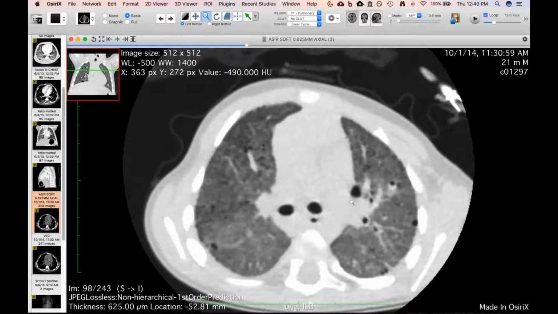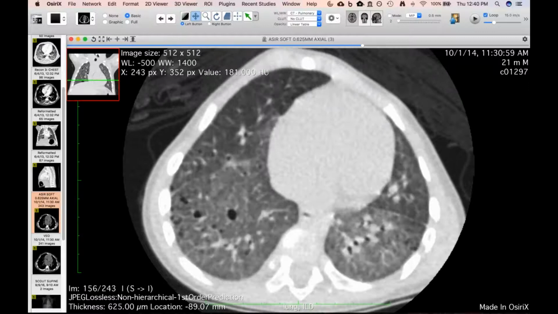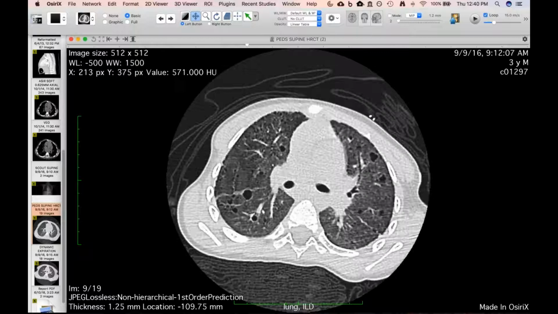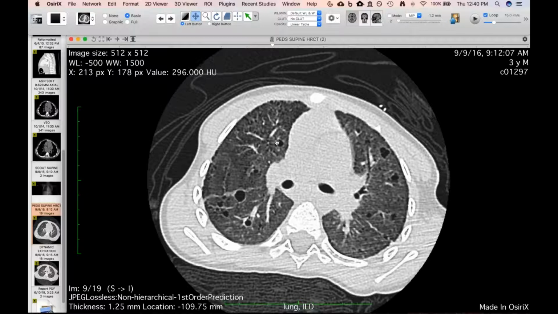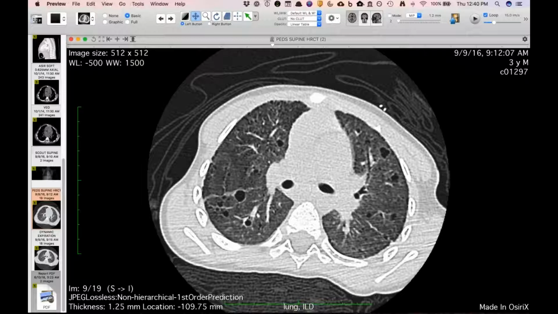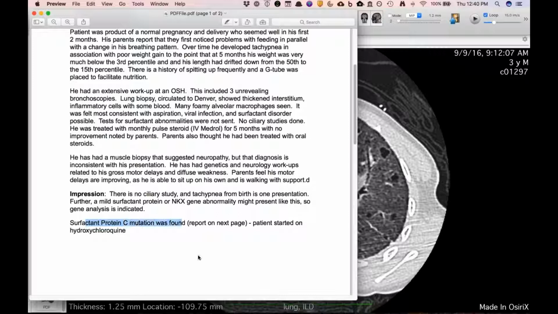And he'd been referred multiple places. They had done a genetic analysis, and it wasn't until, I think, maybe 2016. Here you can see at this point he's 3 years old and still has those cysts and abnormal lungs, where they did the genetic analysis and finally found a mutation, which was in his surfactant C. So he has a surfactant protein C mutation.